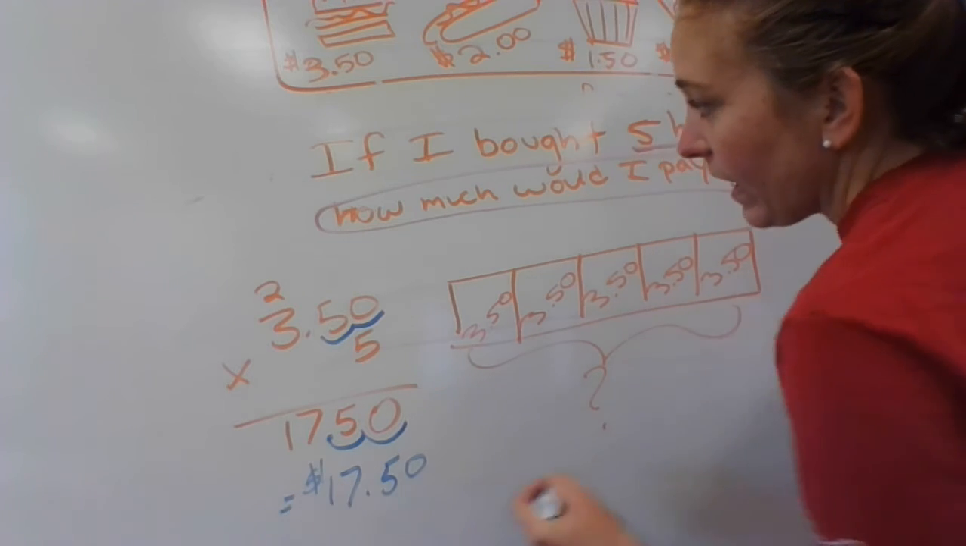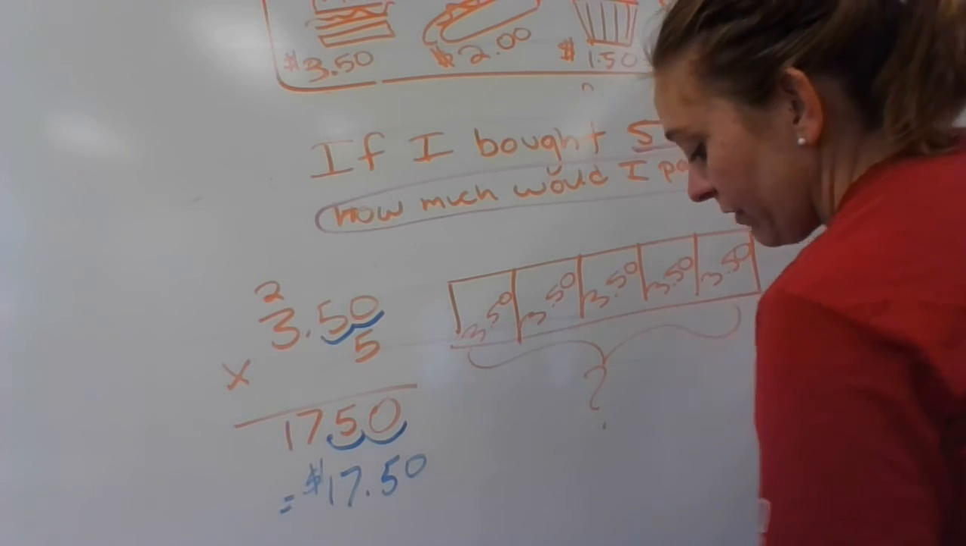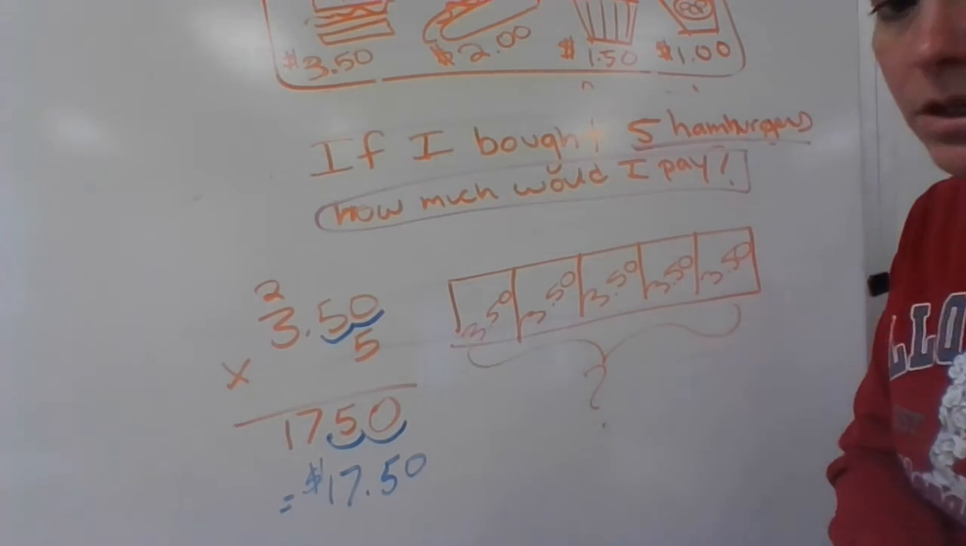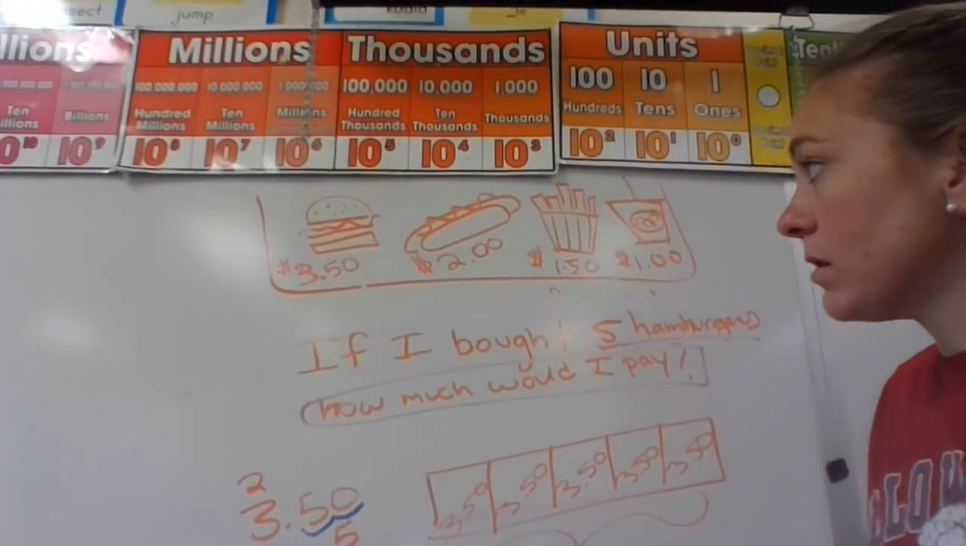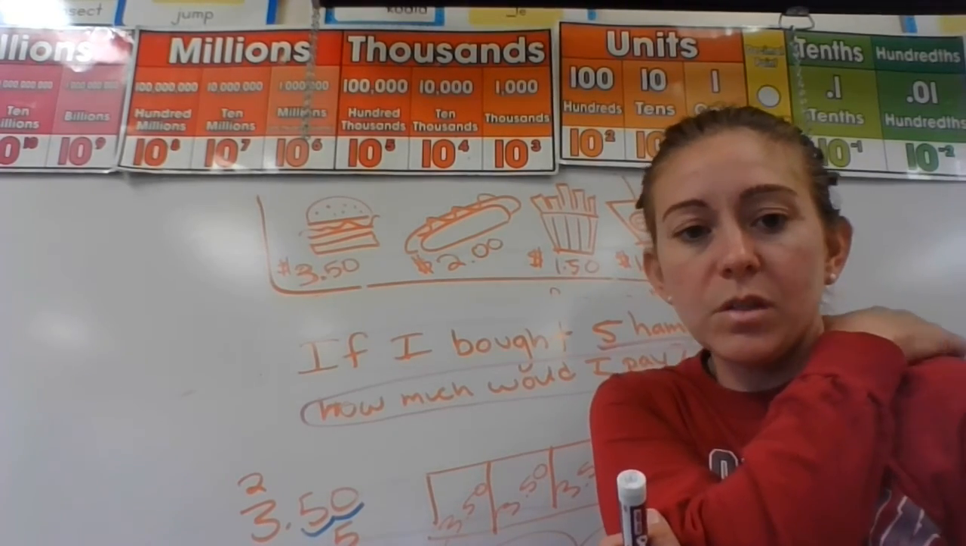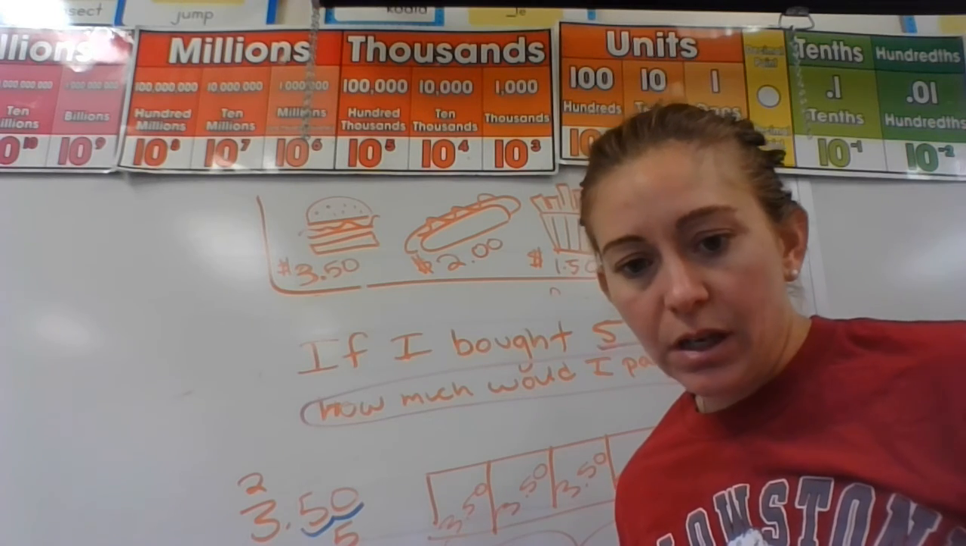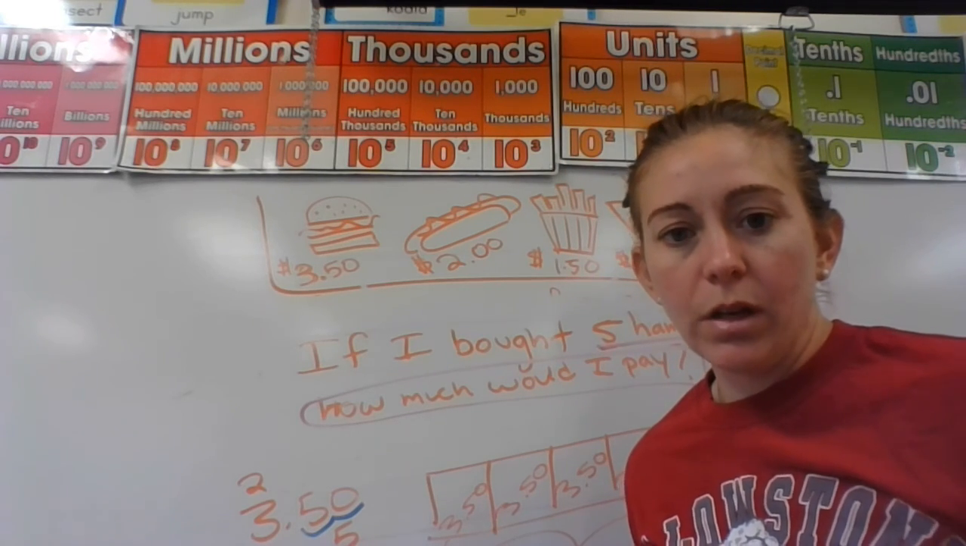Now, you could have added up $3.50 5 times, but multiplying is usually a little bit faster, a little bit simpler. So that is how you can solve those canteen problems. Just watch that decimal because those all have decimals in them. And if you have any questions, feel free once again to call me or email, and I will help you out.